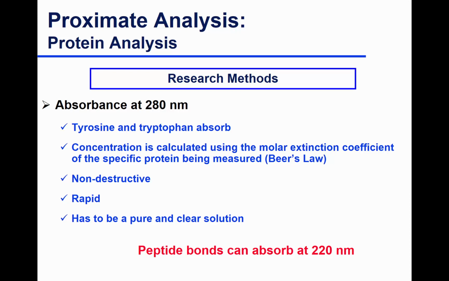Often, if you have peptides, you're measuring peptides and not necessarily entire protein. So these peptides might not necessarily contain tyrosine, tryptophan, or phenylalanine. But you can still use UV absorption measurement. In this case, it's about 220 on average. It ranges between 214 to 224. That's where your peptide bonds can absorb light.